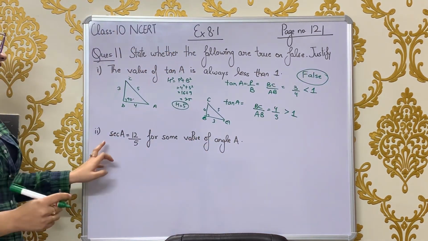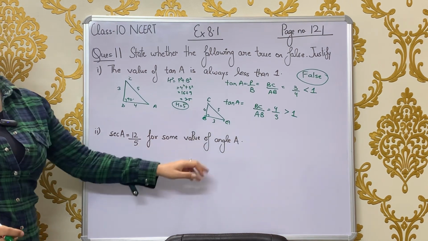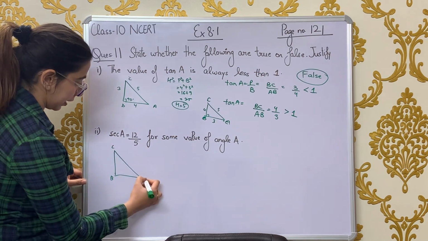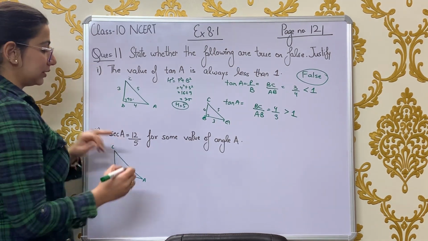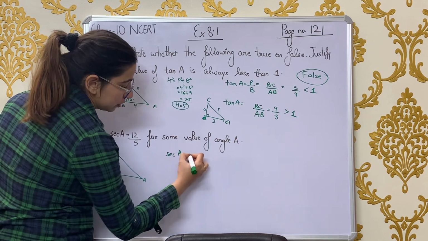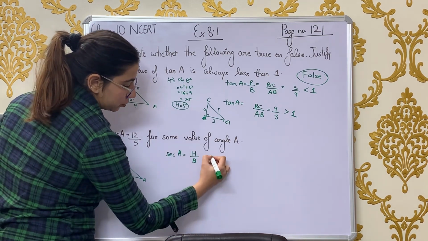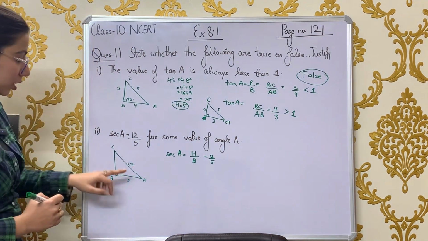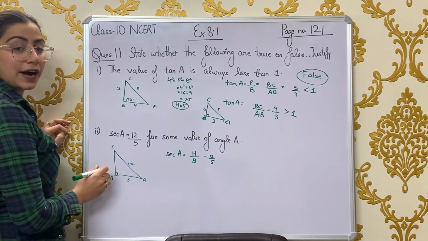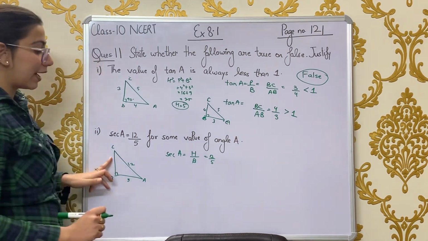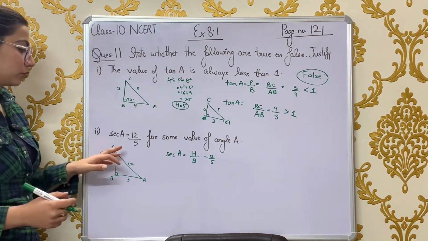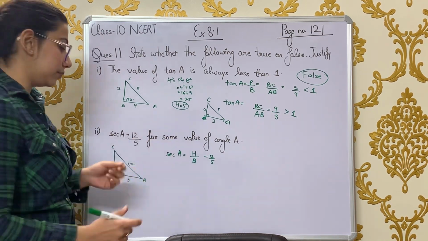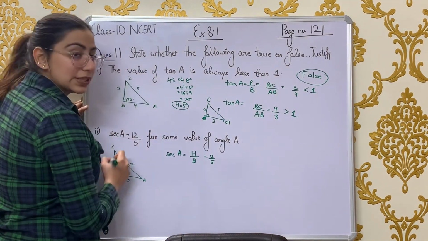Moving on to the second part, we are given secant A is equal to 12 by 5 for some value of angle A. Let's draw this B, C and A. Now secant A is equal to hypotenuse by base, that is 12 by 5. So we are given that hypotenuse is 12 and base is 5. So using Pythagoras theorem, we can get the value of the perpendicular. If the value of the perpendicular is less than the hypotenuse, we can say this is true, because hypotenuse is the longest side of a triangle. So let's calculate BC, the perpendicular, first.